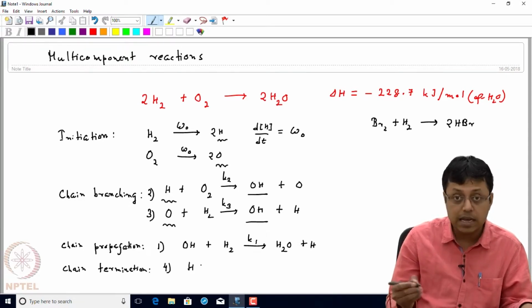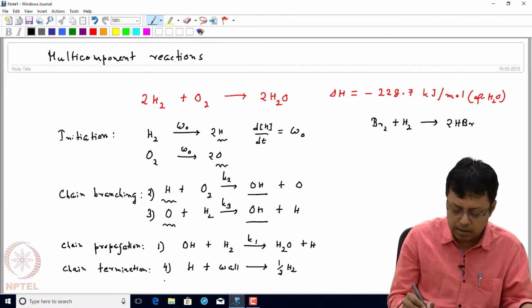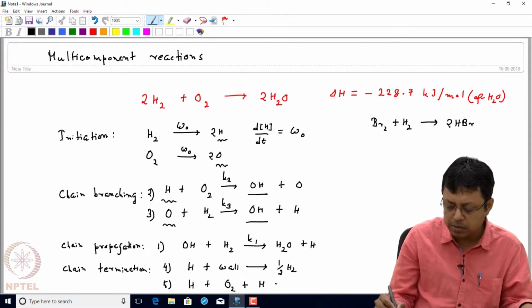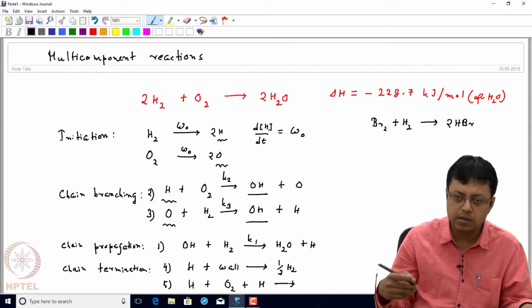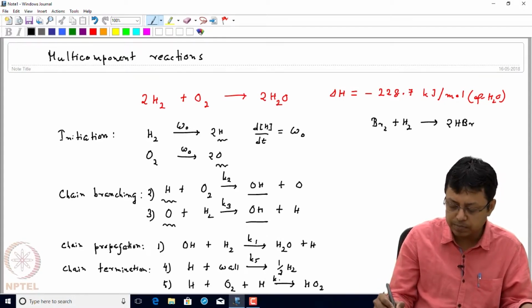One is basically the H radical, it can just collide with the wall to form H2, and similarly the H radical can be abstracted by oxygen and a third body. This third body can be the wall or something else, because when H and O2 react, you have an exothermic reaction and some heat is released, so there should be something to absorb that heat, otherwise the bond will not form.